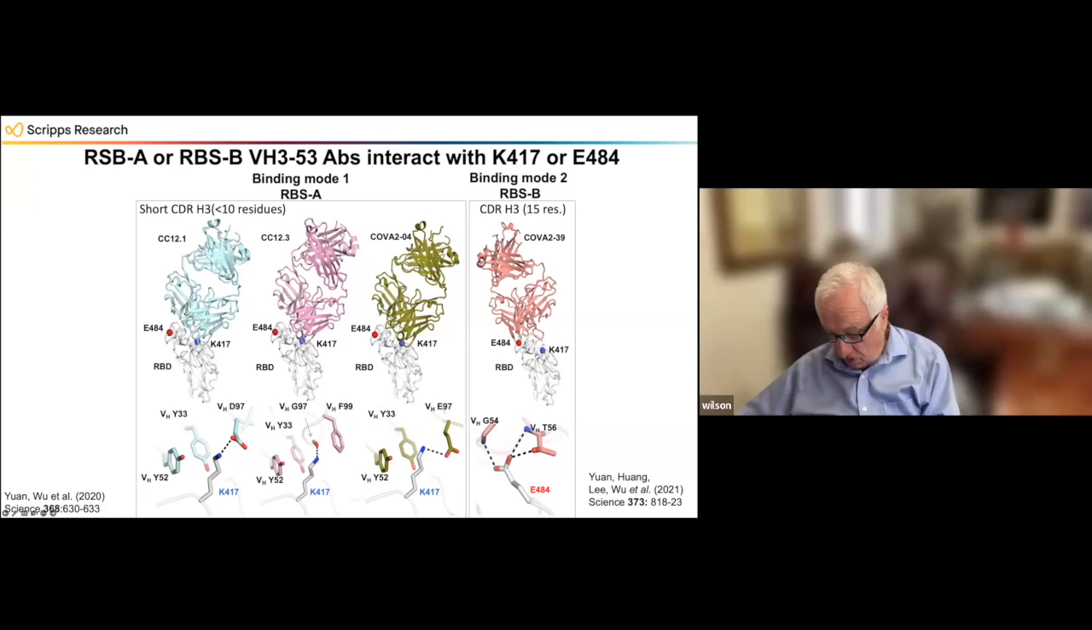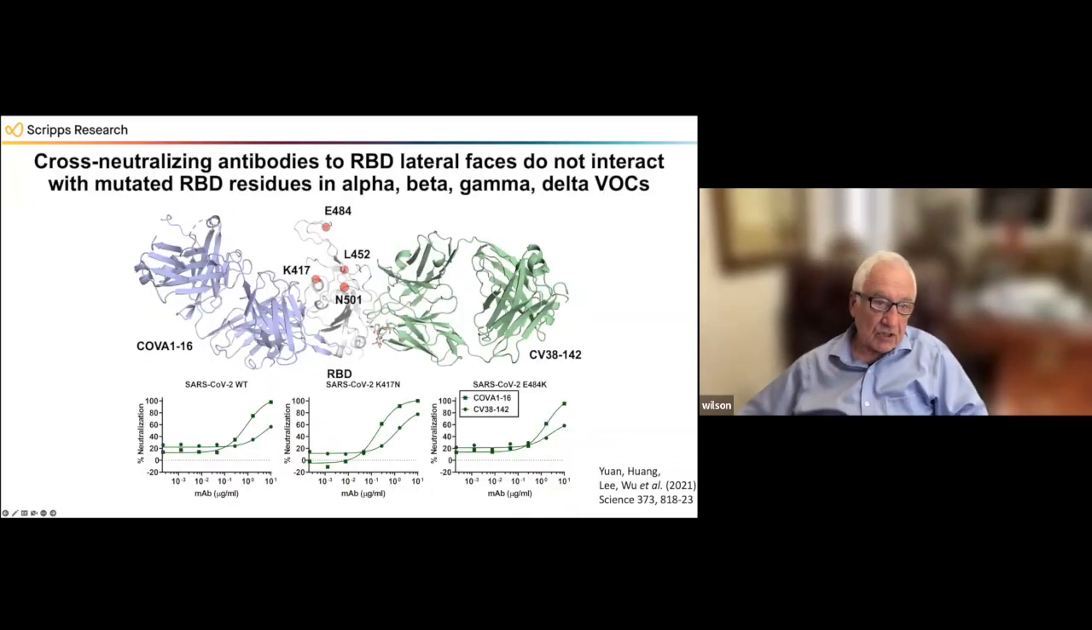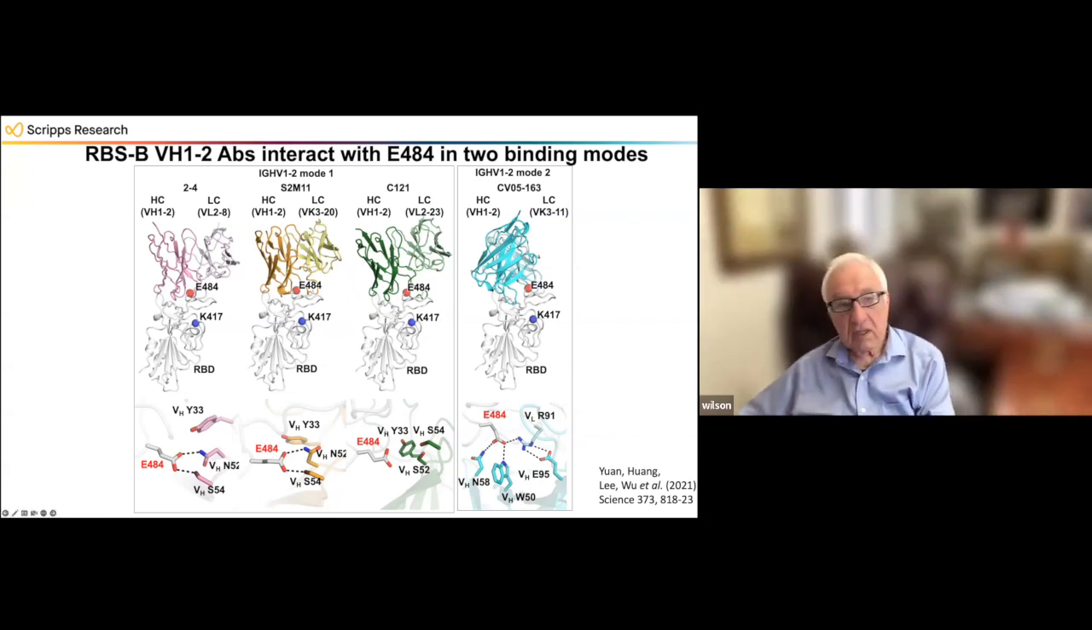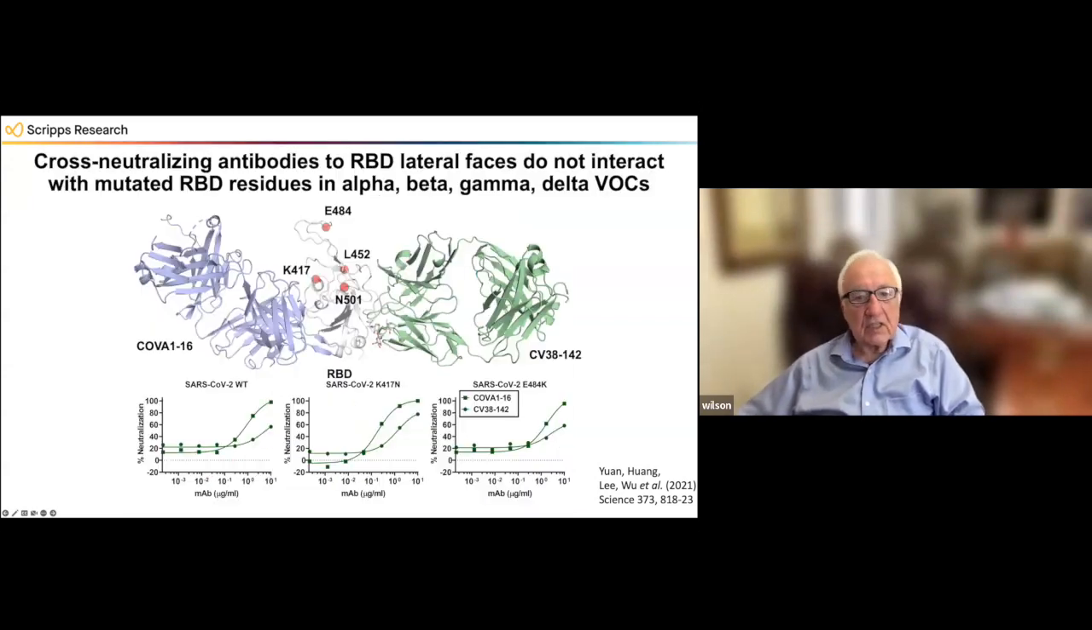For VH12, again, if we have the RBDs all oriented the same way, with the antibodies at the top here, we can see 484 knocks out this class of antibodies. And we can see from the details at the bottom why. If you change the charge from a glutamic acid to a lysine, that's going to knock out these particular interactions.